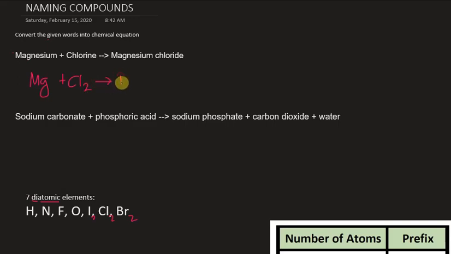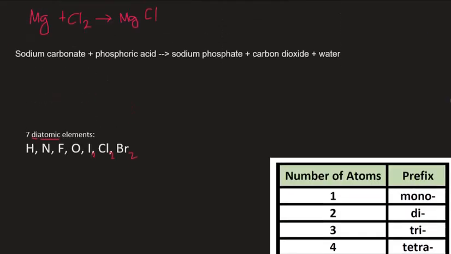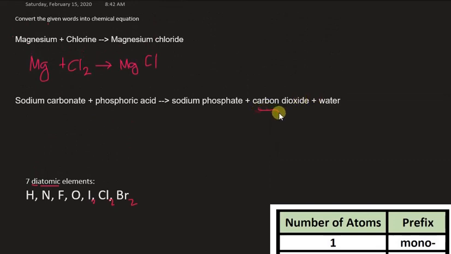So, magnesium chloride. Let's check again. This does not show these prefixes, unlike this one. So this is a covalent compound. These obviously show that it has one carbon and two atoms of oxygen. So we know how many oxygen atoms are present in this compound.